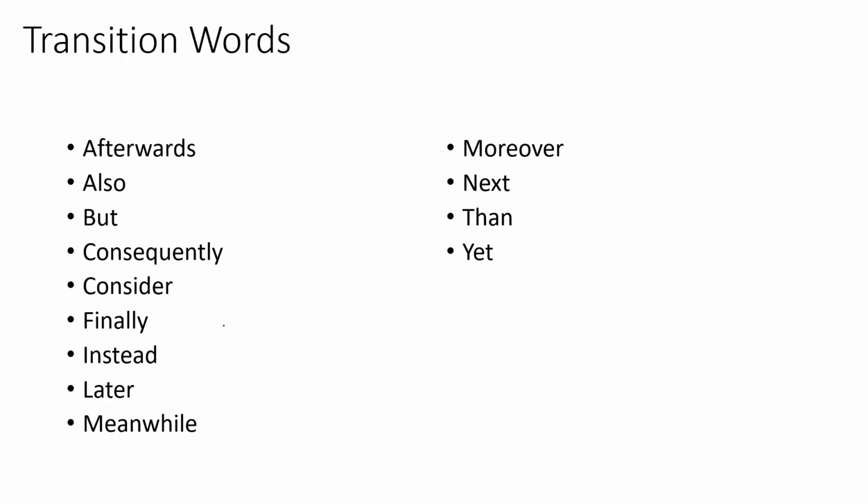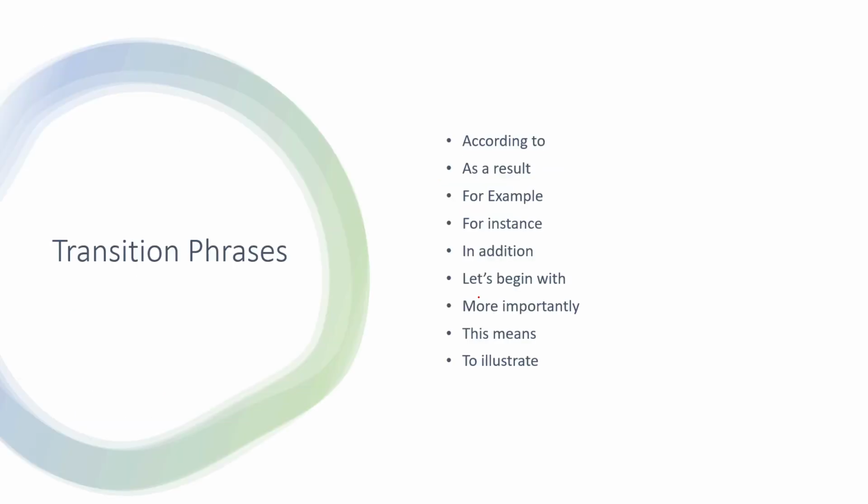The trick is to use transition words. You use words like afterwards, also, but, consequently, consider, finally, instead, later, meanwhile, moreover, next, then, yet, and so on. Right? There can be many other words, and there can be phrases: according to, as a result, for example, for instance, in addition, let's begin with, more importantly, this means, to illustrate.